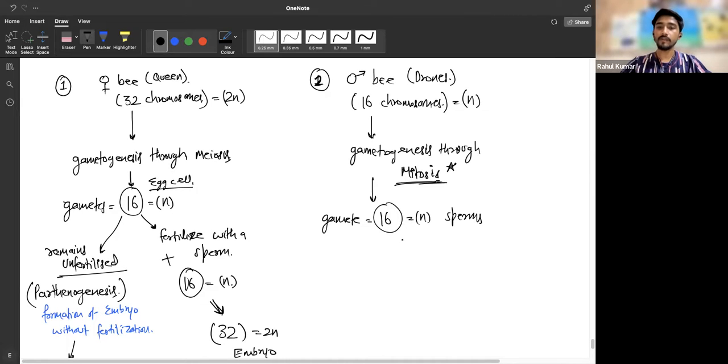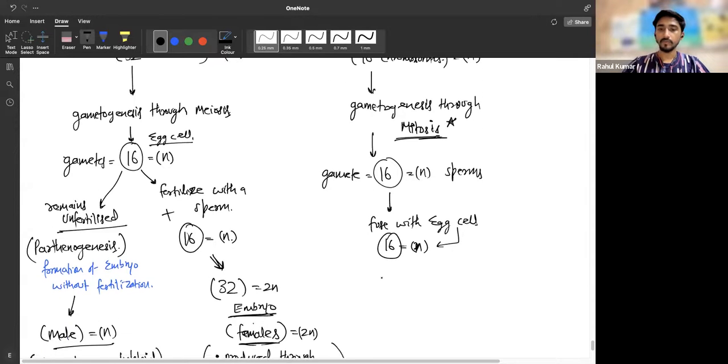Now there is only one way for this sperm to go on, to fuse with an egg cell. And when it fuses with the egg cell, the egg cell is 16, which is another haploid. And what will be the progeny?